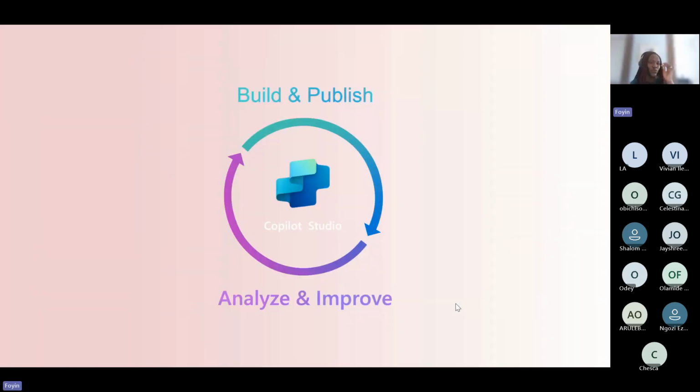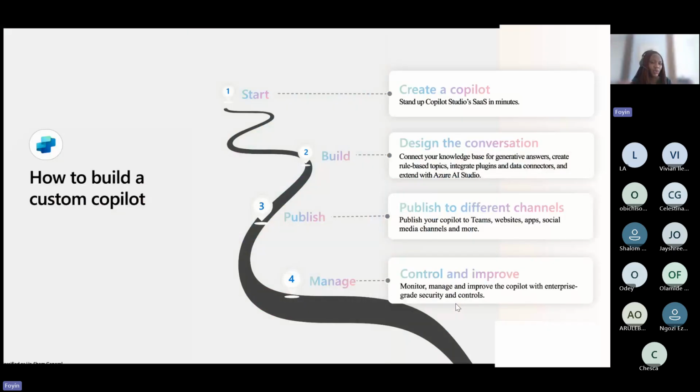So what is the cycle of your AI agents? You build and publish it, analyze it, and improve it. This is the journey of building your own AI agents. The first thing is you create it, which you will see. Then you need to design the conversation. Connect it to your knowledge base. A knowledge base can be a website, or a document, or a SharePoint site that has 5, 10, or 15 documents.